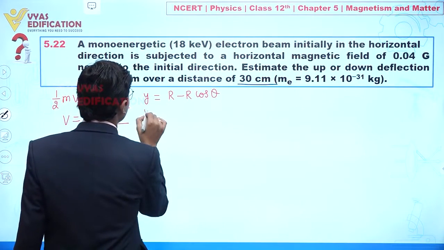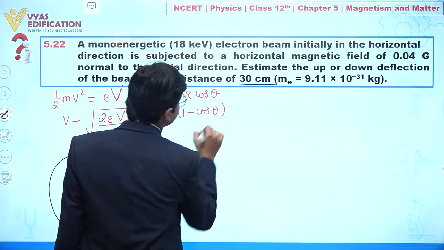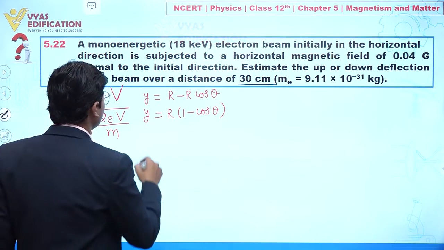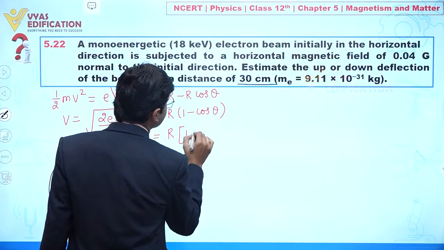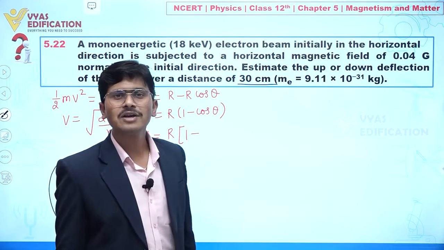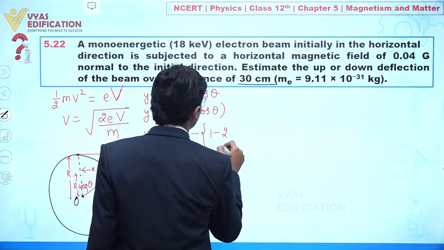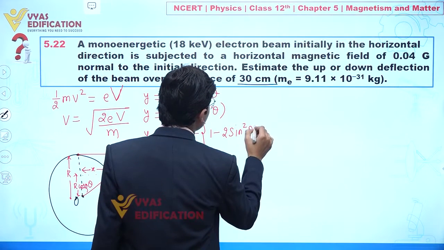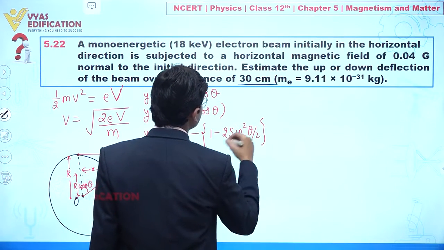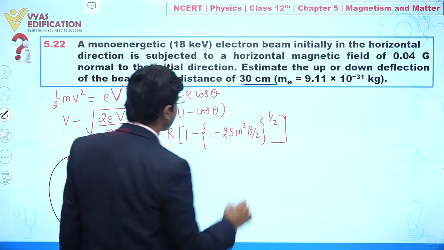Clear? So we can say r(1 − cos θ). So I can also write it like this: y = r(1 − cos θ). How can we write cos θ here? We can write it as 1 − 2 sin²(θ/2), to the power half. Clear? Like this. Yes or no?